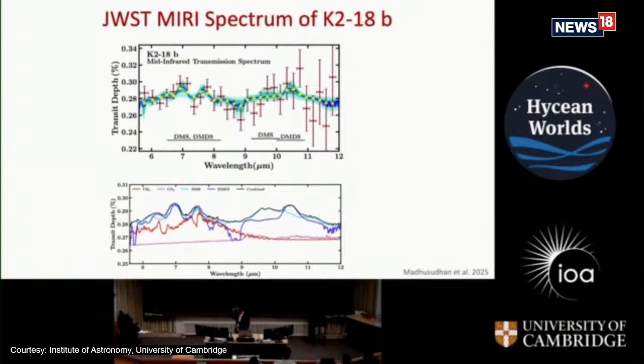So here you have it. That's the model fit to the spectrum. It's one of the two spectra that we have, and this is showing you the molecular contributions. And now you know why we don't see methane and CO2 in the spectrum: they're drowned by these two features from DMS and DMDS.